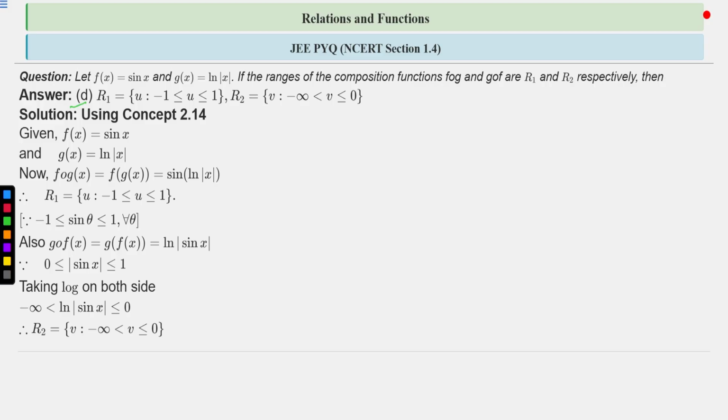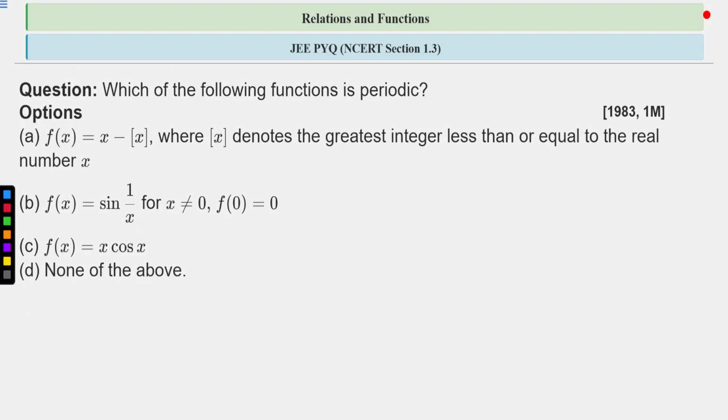So hope you understood this question. Let us move to the next question. This question says which of the following functions is periodic? Which of the following given function is periodic function?